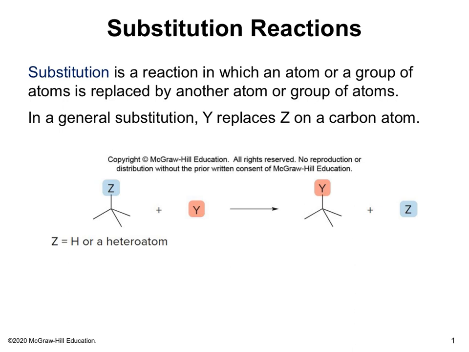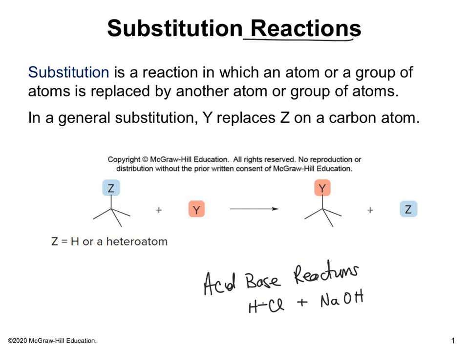Okay, so we're going to be doing substitution reactions. The only reactions we've done so far are acid-base reactions. In those acid and base reactions, you had two compounds here, these are reactants, and then we have to predict what a product would be.